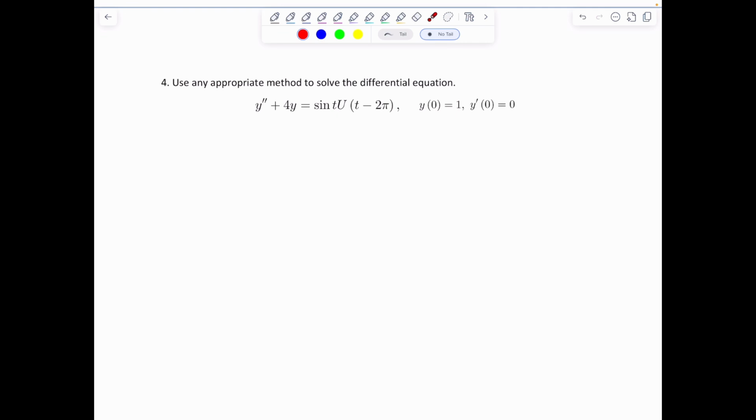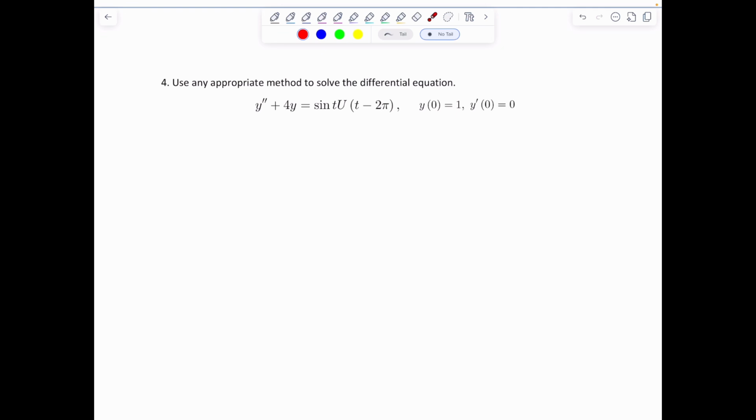Speaking of Laplace transform, well, Laplace really shines when it's time to evaluate differential equations involving the unit step function, like the one we have here. So use any appropriate method to solve the differential equation. We have y double prime plus 4y equals sine of t times u of t minus 2 pi. And then here are our initial conditions. Y of 0 is 1 and y prime of 0 is 0.